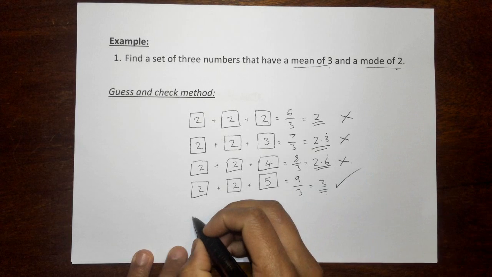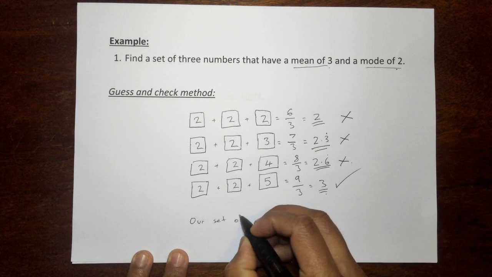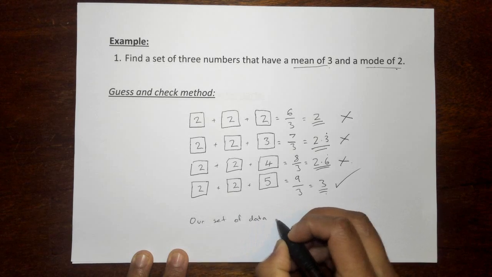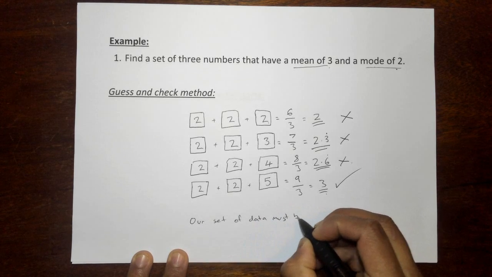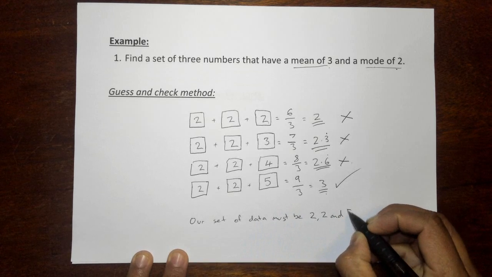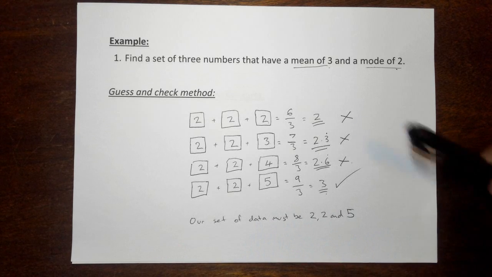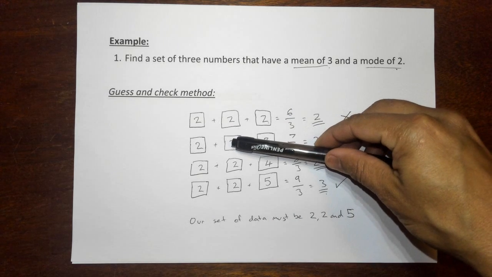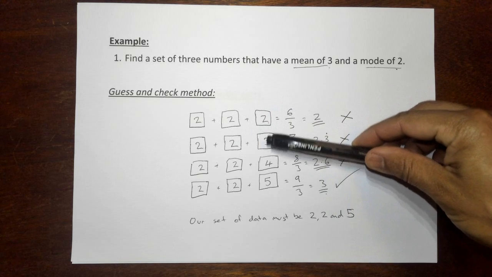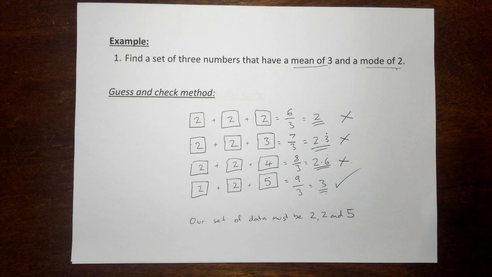So our set of data must be 2, 2, and 5. So that's the guess and check method. You could see that what we did was we figured out the first couple of numbers, and then we trialed different numbers in here until we got our mean up to our data that we needed.